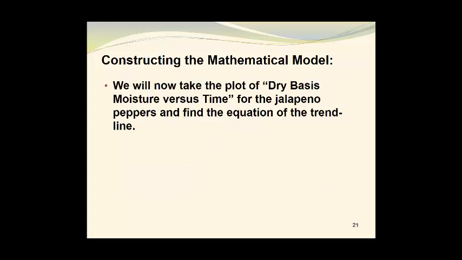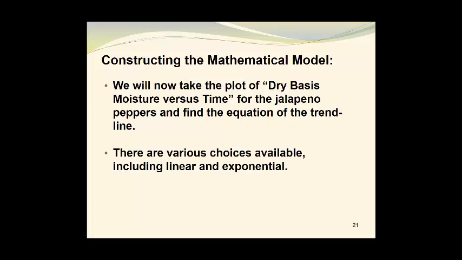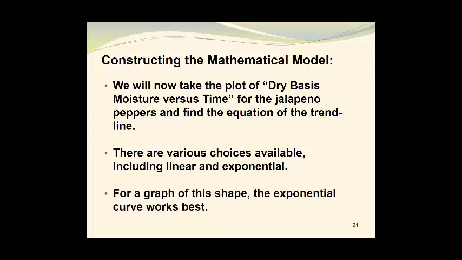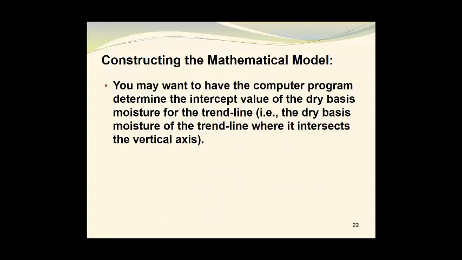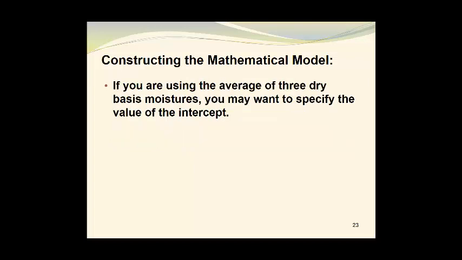We will now take the plot of dry basis moisture versus time for the jalapeno peppers and find the equation of the trend line. There are various choices available, and these include linear and exponential functions. For a graph of this shape, the exponential curve works best. You may want to have the computer program determine the intercept value of the dry basis moisture for the trend line. That is, determine the dry basis moisture of the trend line where it intersects the vertical axis.